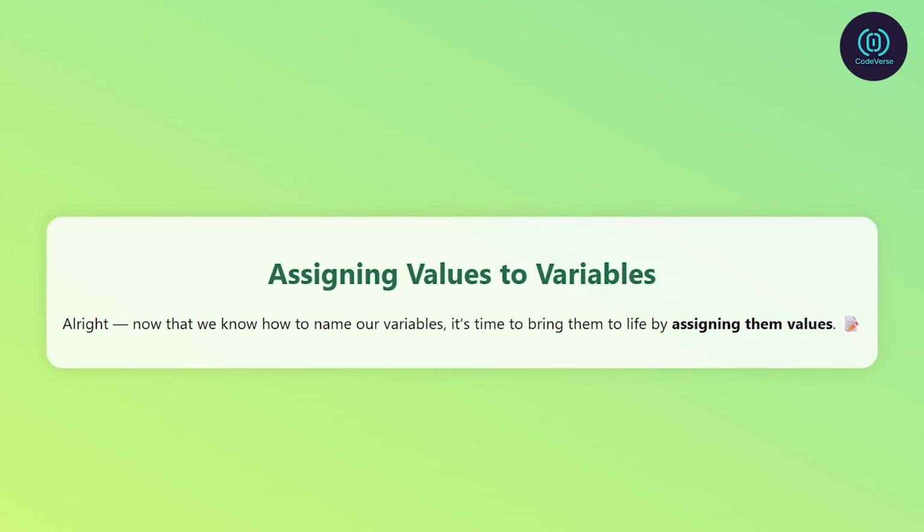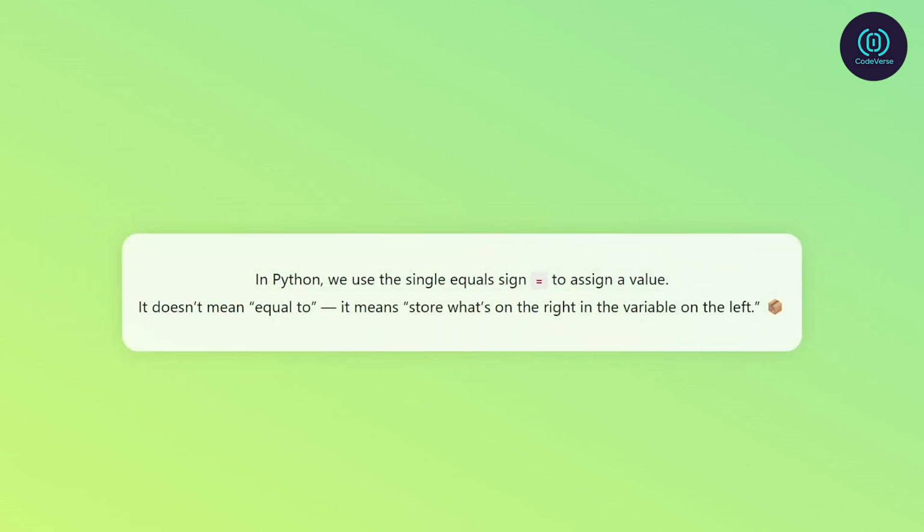Alright, now that we know how to name our variables, it's time to bring them to life by assigning them values. In Python, this is done with one of the simplest symbols you'll ever see, the single equals sign. Now, I know what you might be thinking, equals sign. Isn't that for math? Well, not here. In Python, the equals sign doesn't mean "this is equal to." It means, take what's on the right, and store it in the variable on the left.